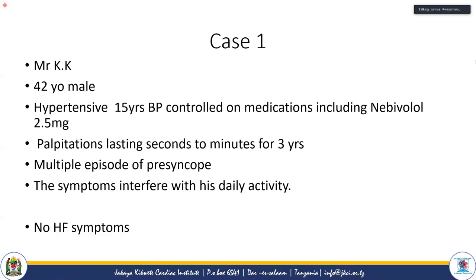So this is case number one. This is a 42-year-old male. He has been hypertensive for the past 15 years, with blood pressure controlled on antihypertensives, including nebivolol 2.5. This man has a history of recurrent palpitations lasting for seconds to minutes for the past 3 years. He also reported a history of pre-syncope. When the palpitations appear, they tend to interfere with daily activities, but this patient is not reporting any history of heart failure.